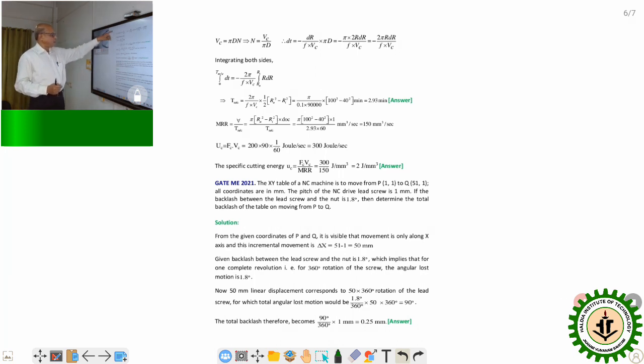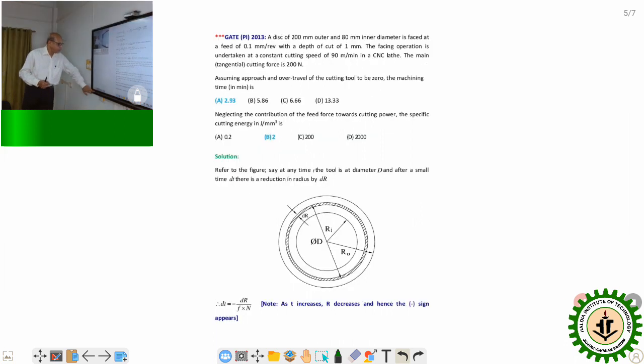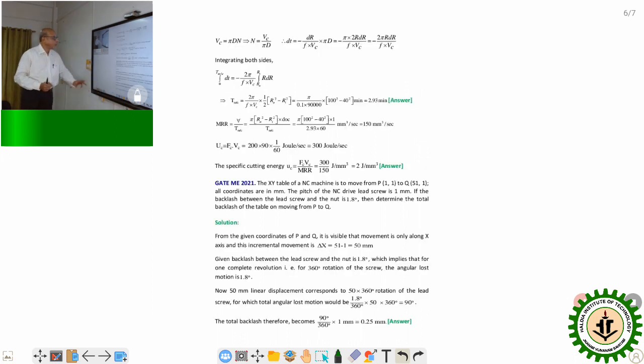Then this is the equation which I was talking about. Vc equal to pi dN. So N will be equal to Vc by pi d. Therefore, dt will be equal to minus dr by f into N, which is minus dr by f into Vc by pi d from the earlier expression. We have replaced N in terms of d and Vc. That is what exactly is done over here. And in the next step, d is replaced by 2r. So after simplification, it will eventually come as minus 2 pi r dr by f into Vc.